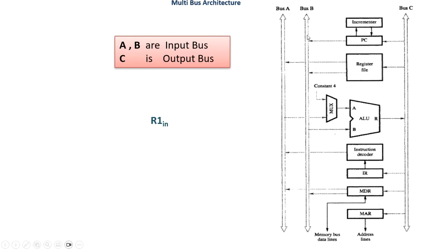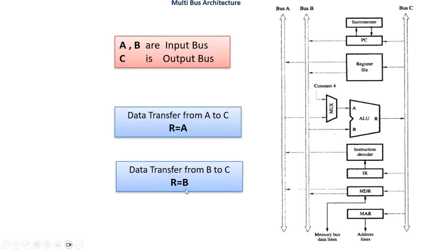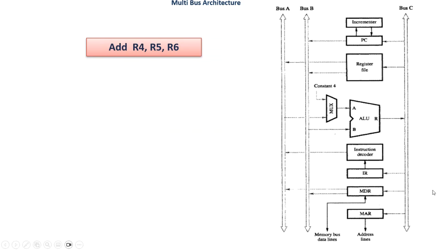If you want to move the data from these buses into bus C, then we can use the control signal called R equal to A. So whatever content is present in bus A can be moved into C. If you want to move the data from bus B into C, you can use R equal to B. I repeat again, R is nothing but the resultant bus. Here the resultant bus is always bus C. Let's see how the instructions can be executed in this multibus architecture.